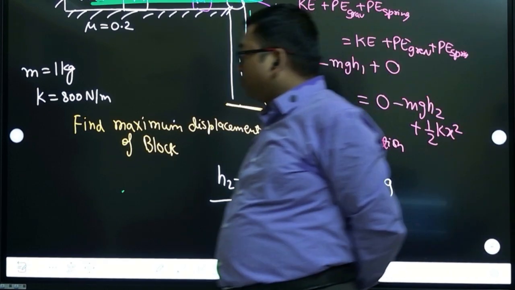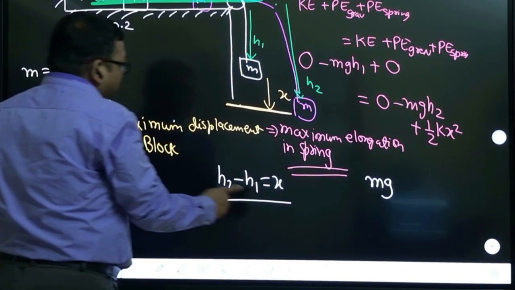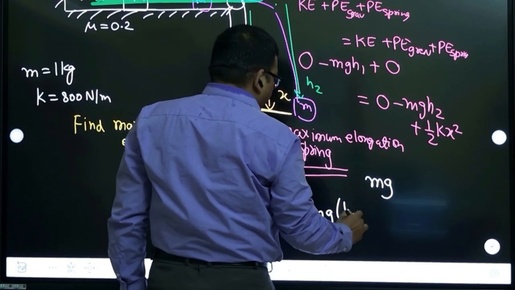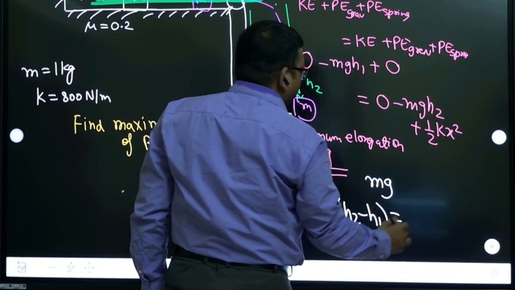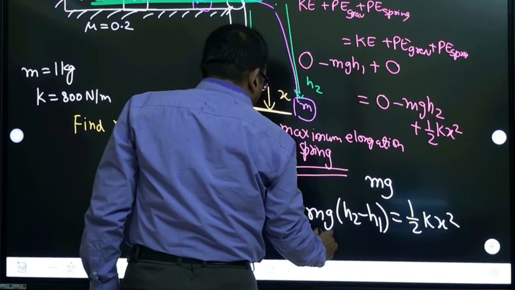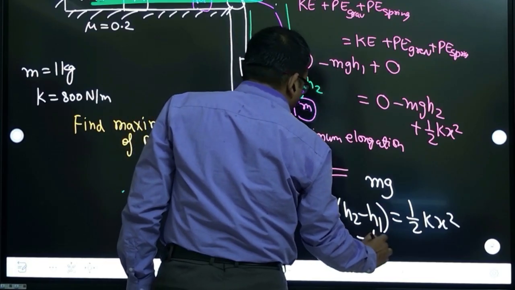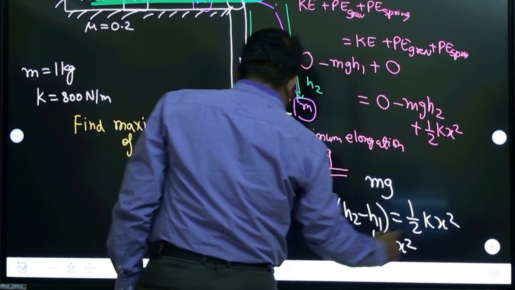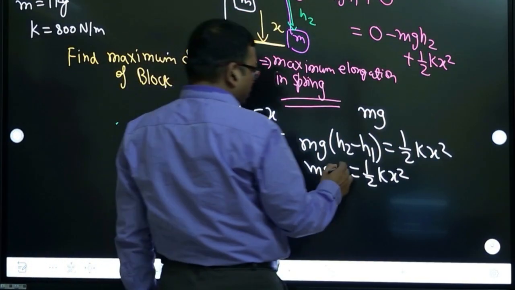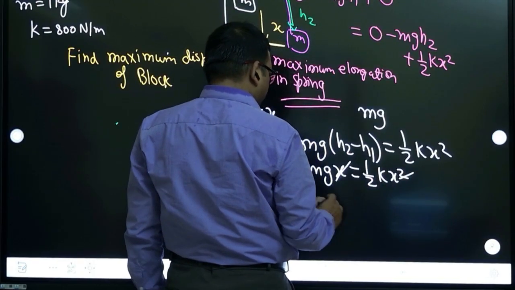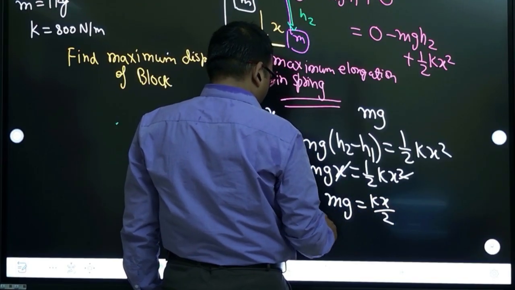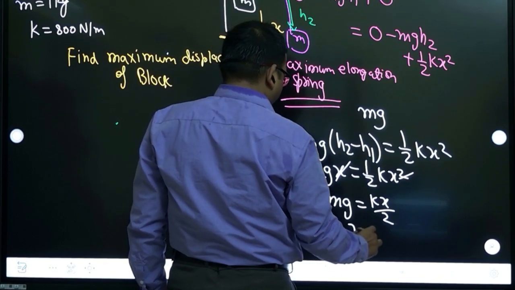Okay. Anyway, so let us try this. h2 minus h1 is x. Now you solve it. You bring this side. mg times (h2 minus h1) is equal to half kx square. So mg times x is half kx square. From here one x will get cancelled. So mg is equal to kx by 2. So x will become 2mg by k.